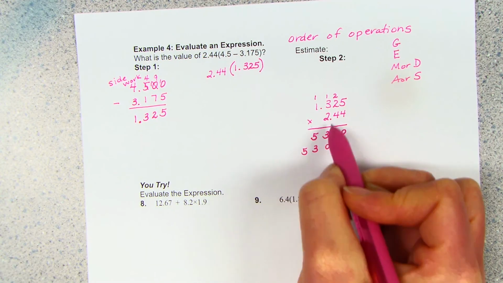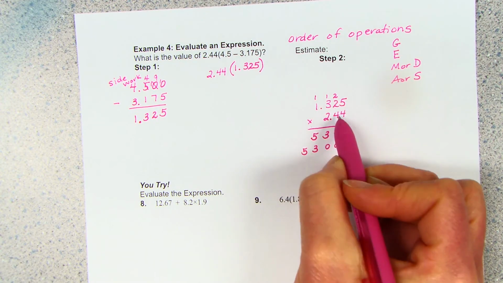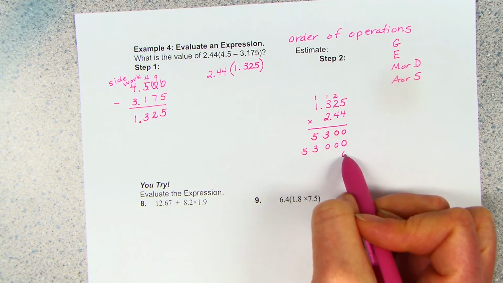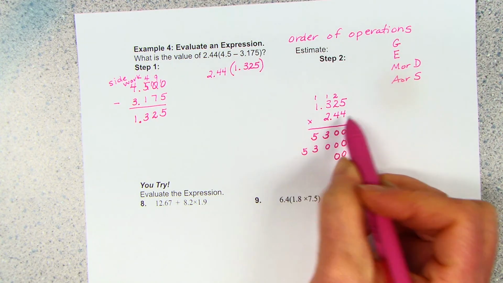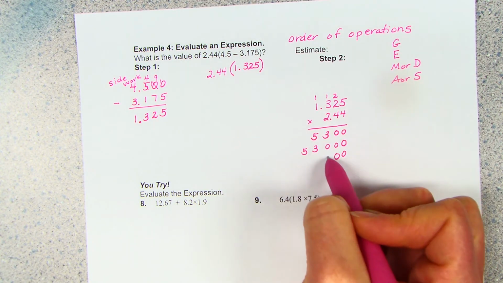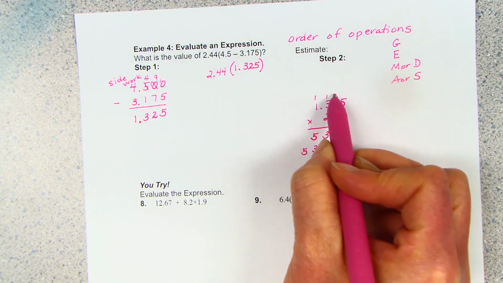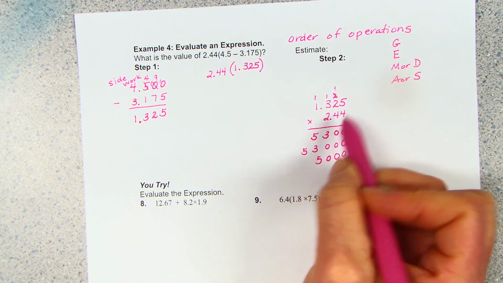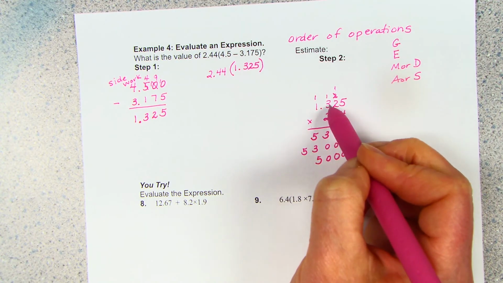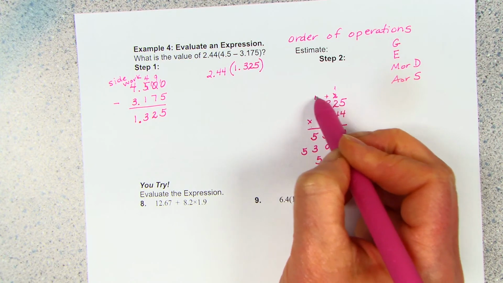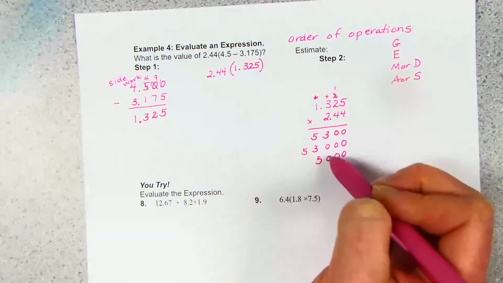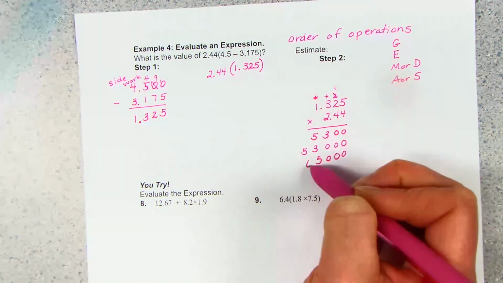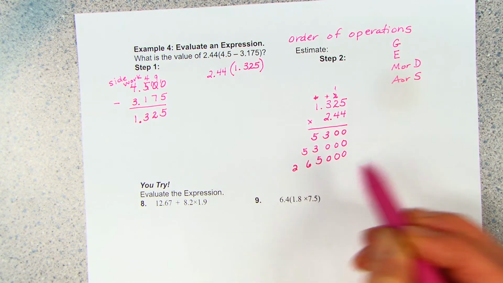Maybe I'll double check. 4 times 5 is 20. Carry the 2. 4 times 2, yep. Okay, so that should be all the same. Add 2 zeros this time because I'm finished with both 4s. 2 times 5 is 10. Carry the 1. 2 times 2 is 4, and 1 more makes 5. 2 times 3 is 6. You know, I should scribble all those out. Now I've kind of lost my place. 2 times 5 is 10. Carry the 1. 2 times 2 is 4, 5. 2 times 3 is 6. And 2 times 1 is 2.